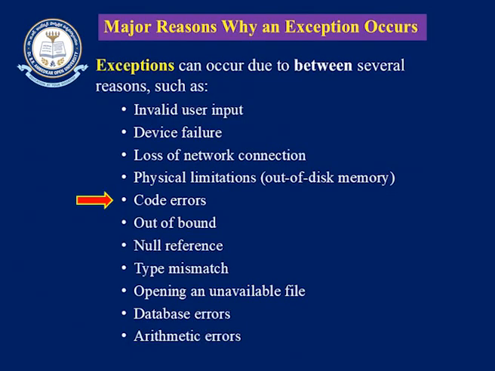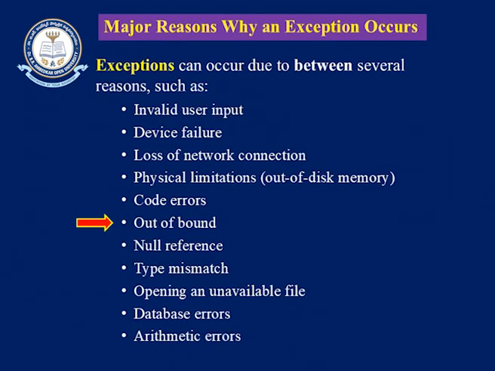Next is code errors. Code errors mean syntactical errors, grammatical errors, and errors like these. Next is out of bounds. As I said previously, out of bounds means that if you are accessing the 11th element in your array or list and you have only 10 elements, it is out of bounds.